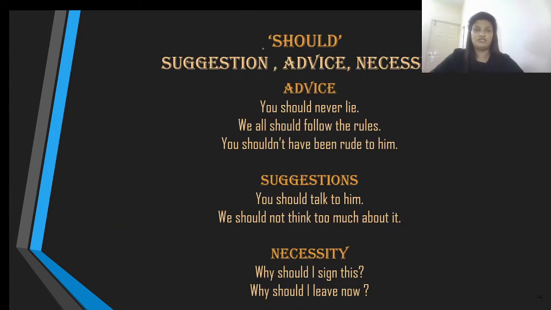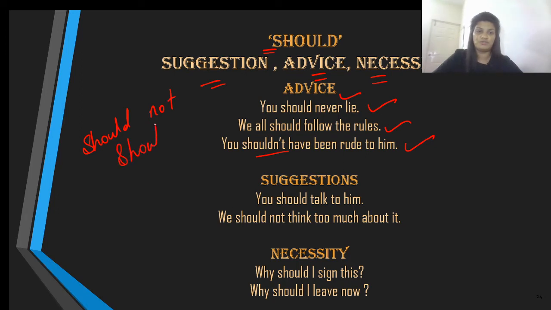The next one is should. Should offers or expresses suggestion or advice, or speaks about necessity. When it gives advice, you say, you should never lie. This is certainly advice. We all should follow the rules. Advice, of course. You should not have been rude to him. Definitely advice. Shouldn't is the combination of should and not put together. So you shouldn't have been rude to him. So this is giving advice.